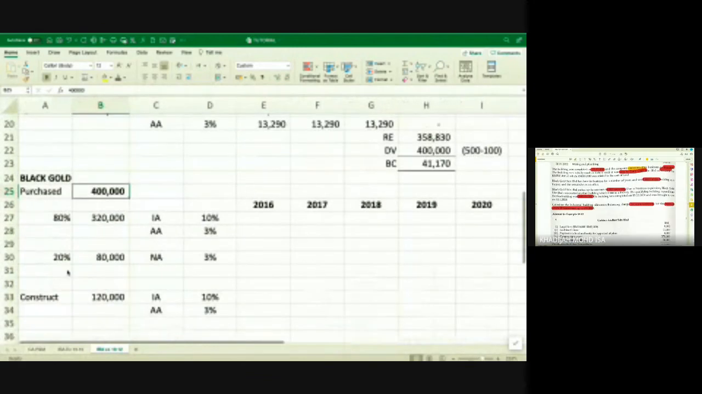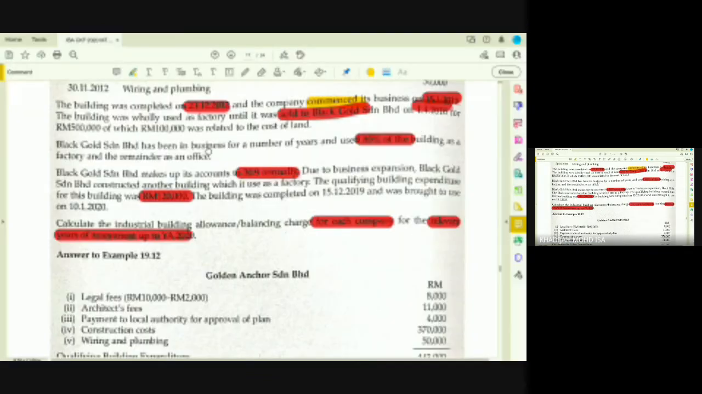And Black Gold uses 80% of the building as a factory and the remainder as an office. So we're going to divide this into industrial building and office. Office is a non-industrial building.